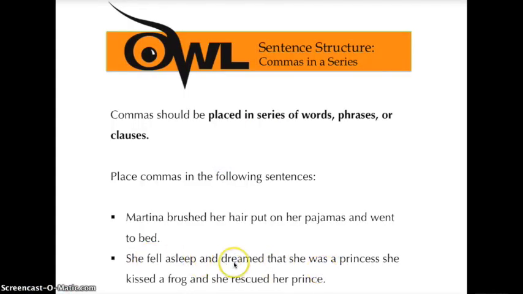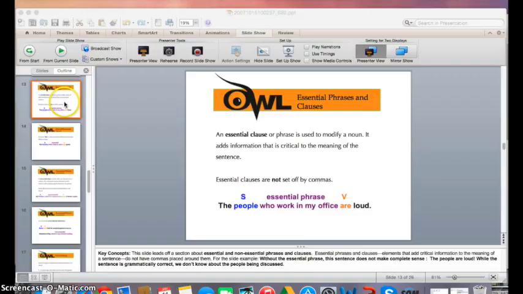She fell asleep and dreamed that she was a princess is all one clause. So the comma goes after princess. She kissed a frog, comma, and she rescued her prince. Pay attention to the verbs. Fell asleep, kissed, and rescued to know where your commas may go in your sentence.